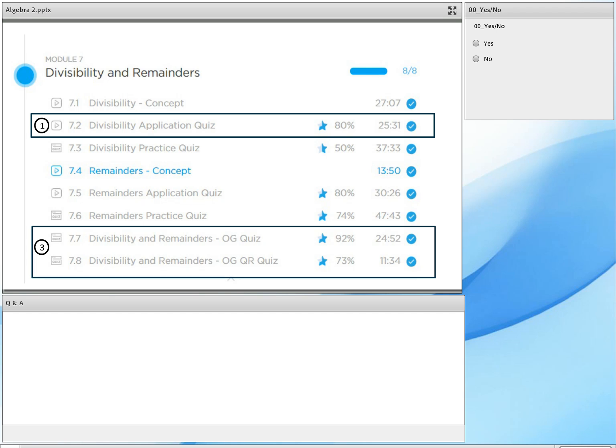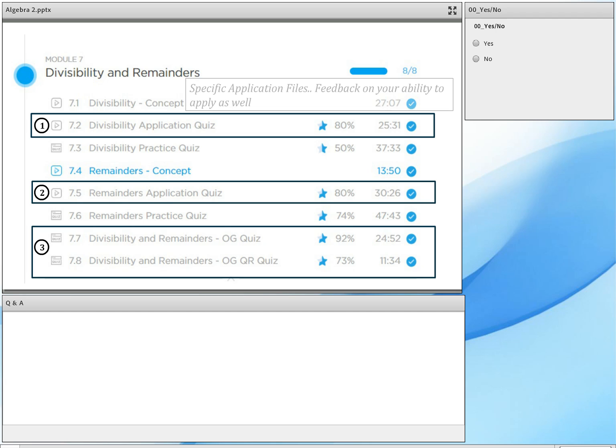You can see a dedicated application file in which we teach you how to apply these concepts, outlining what to do in that step 1, 2, and 3. Then we have a dedicated app practice quiz to evaluate your ability to apply those concepts. And finally, we have a list of official questions with comprehensive solutions on which you can apply your learning. And you get a score for each and every application file, practice file that you interact with in the course. You get feedback on your ability to apply.